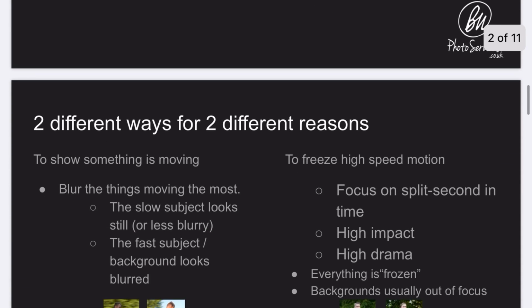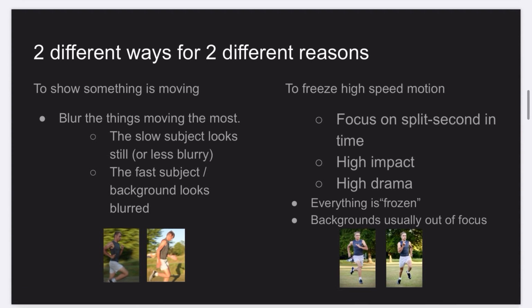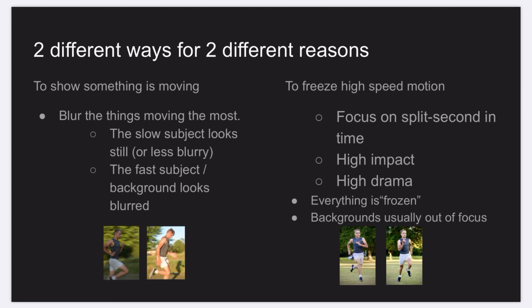Okay, so let's briefly split this into two types of picture we're going to be doing today. There's two different ways of doing this for different reasons. Firstly, on the left hand side, we're going to be deliberately showing some movement which will come up as blur in the pictures. This will show you a subject moving and will give some action to the picture. And on the right hand side, we're going to do the opposite. We're going to freeze the action.